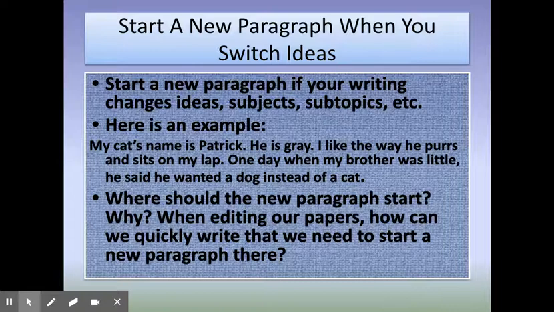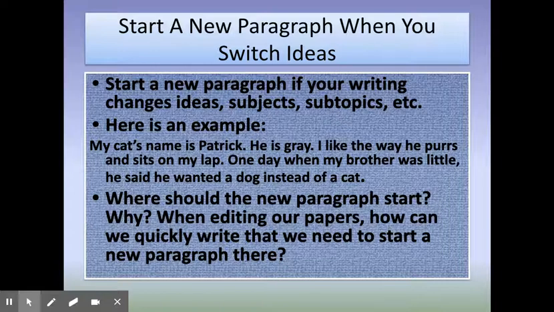When editing our papers, how can we quickly write that we need to start a new paragraph here? Instead of rewriting the whole paragraph right now, since we're still drafting, we can just write that fancy backwards P in a red pen or pencil. Where should we put it?